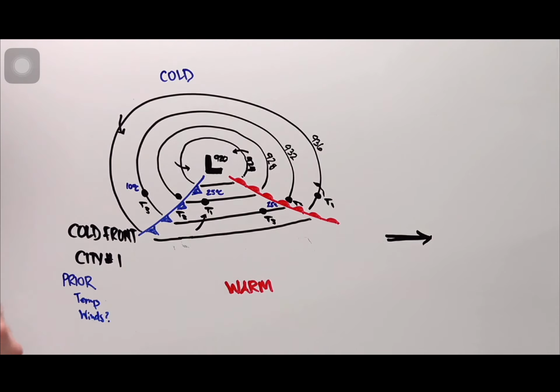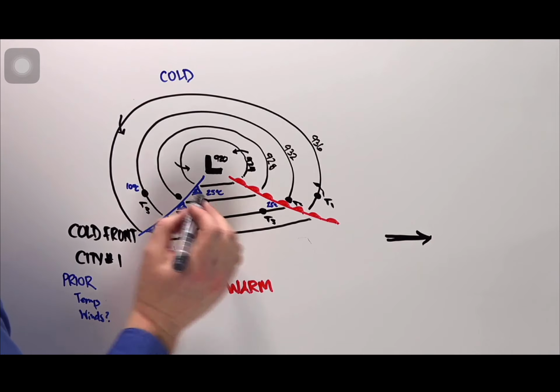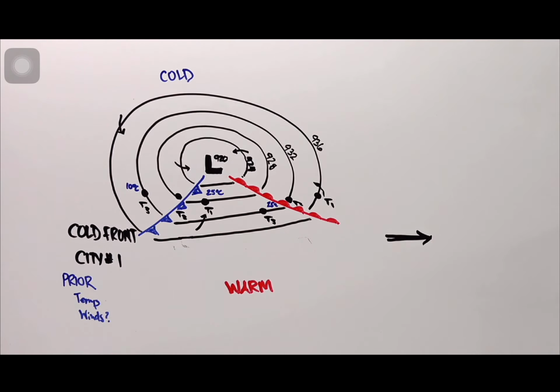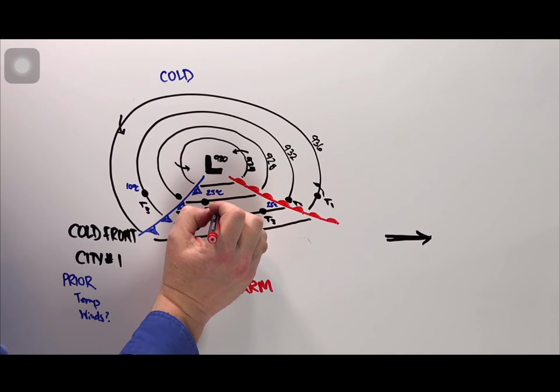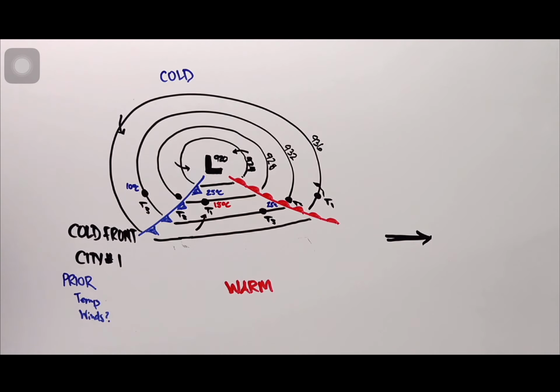Well, if I look at these winds here very closely, I can see that they are going to be coming out of the south. What about the dew point? Well, very, very warm air. So as a result, I might see something like a dew point of 15 degrees Celsius.